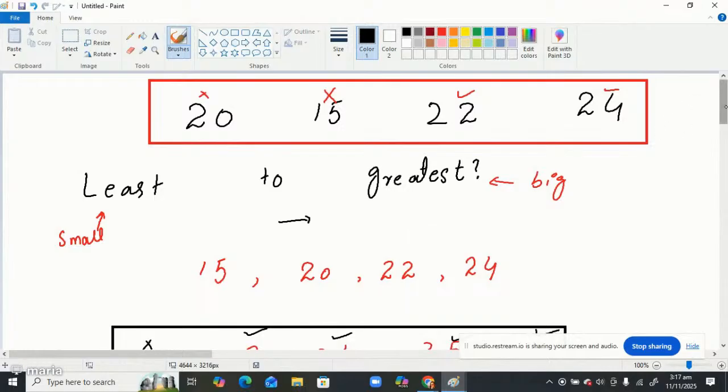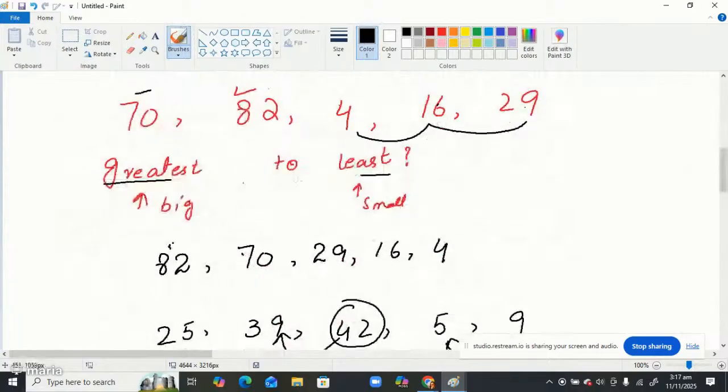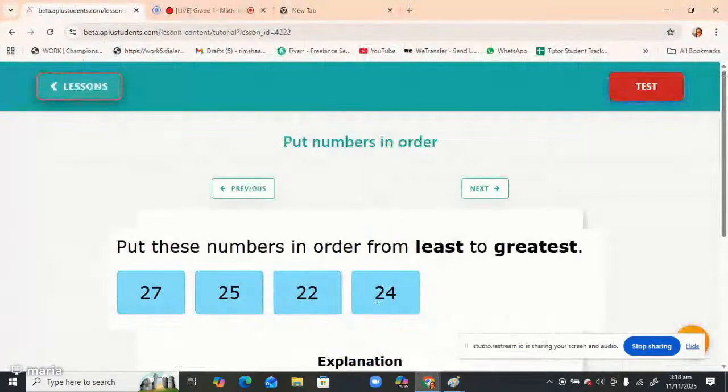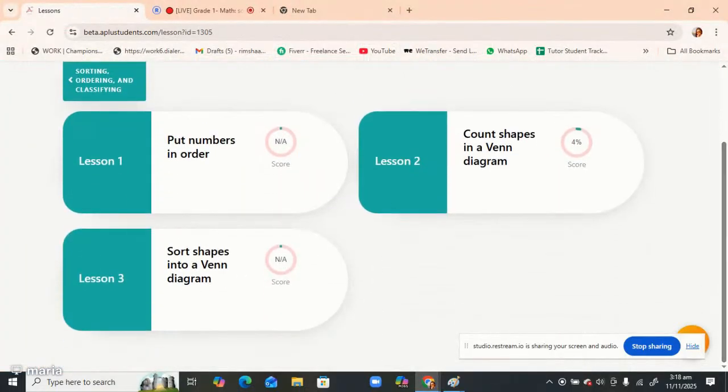Okay. And if the question is this way, greatest to least, what does it mean? It means that you start from the greater number, the bigger number, and check what is the biggest number in all of it. Then again, what is the next biggest number? In this way you're going to move. All right, hope you guys understand this lesson. Now let's start the next lesson. Count shapes in a Venn diagram.